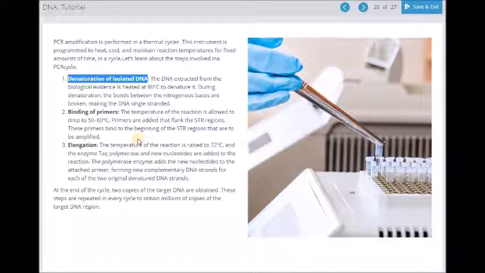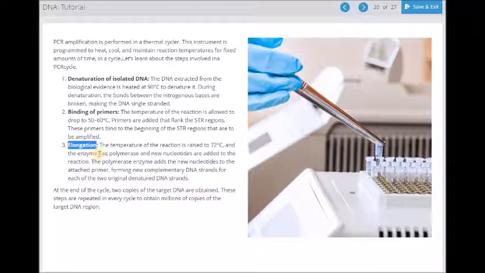So then you heat it up again, then you cool it off again, you heat it up again. And all that happens, and it's called elongation. And then finally you end it with something called Taq polymerase. And anyway, long story short, and this is just a lot to explain, okay? But after the end of the cycle, two copies of the target DNA are obtained, and then this happens millions of times, and the next thing you know, you got something you can read.